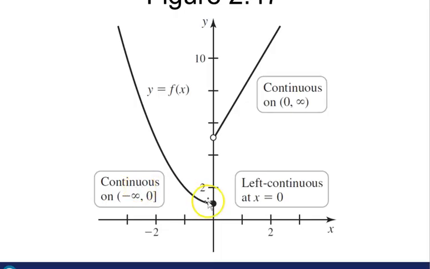Discuss the continuity. Oh, it's continuous from -infinity to 0, include it. And then it's continuous from 0 to infinity, do not include 0. And you would call this function at 0, is it left continuous or right continuous? Well, it's left continuous as you approach from the left.